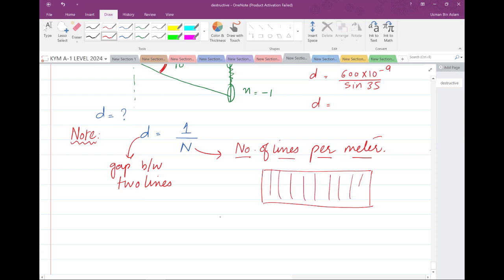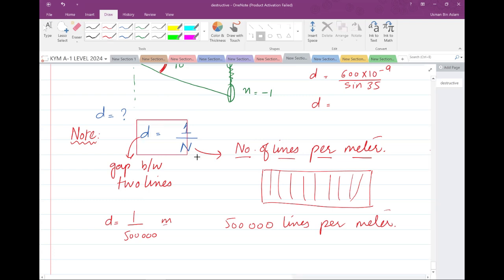Sometimes there are 500,000 lines per meter. In that case, d, the gap between two lines, is going to be 1 divided by 500,000. That's going to be the gap d in meters. This is an important relationship. Most of the times, examiner will not give you the small d. Examiner will give you the number of lines per meter. So you have to recall that d is going to be equal to 1 over N.